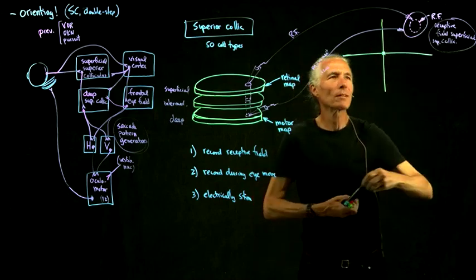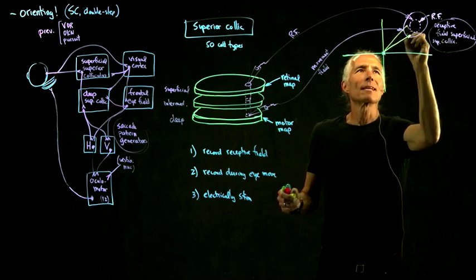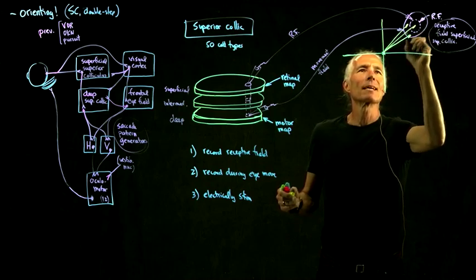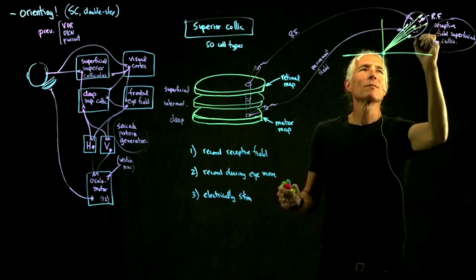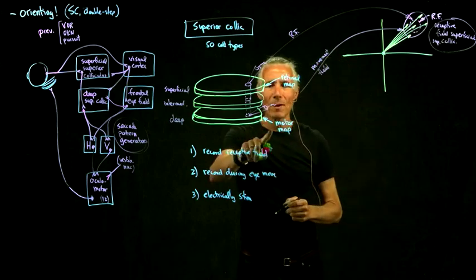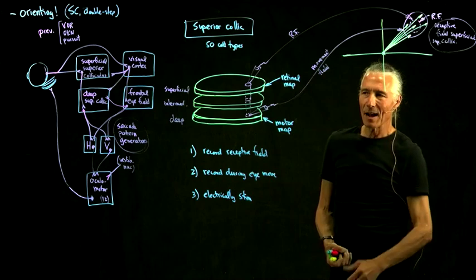So what do those movements look like? If the animal makes a saccade like that, it would respond. If it makes a saccade like that, it would respond. So this whole family of saccades, whenever the animal makes one of those saccades, this motor map responds. And that's basically how you know it's a motor map.